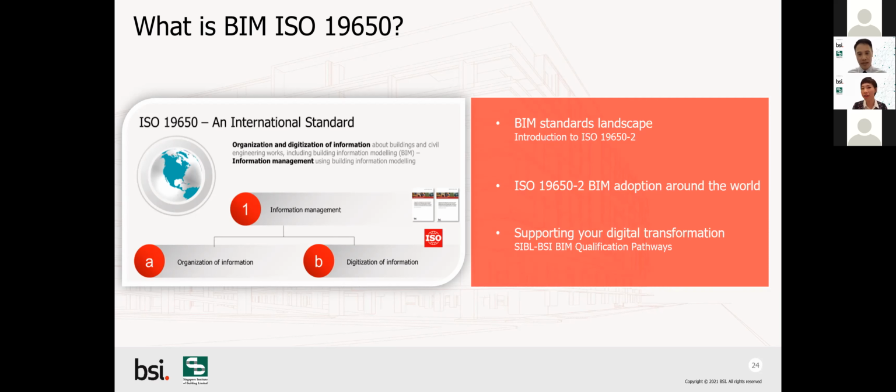Now, in the next couple of slides, I'll run through with you what the BIM standards landscape is, what BIM adoption around the world looks like, at a high level, and how we support you. Next, please.